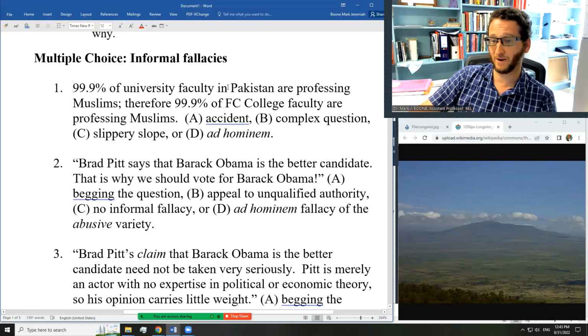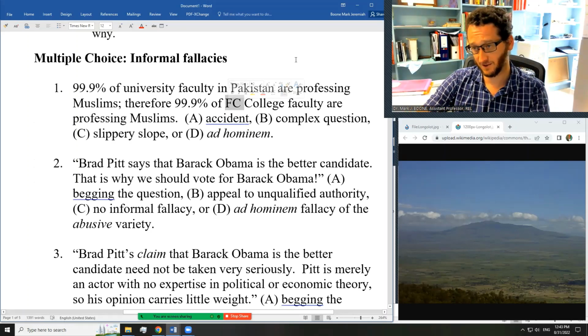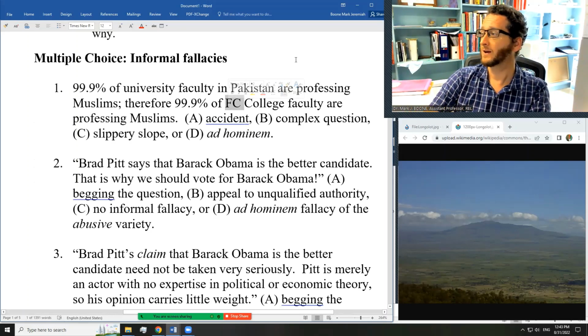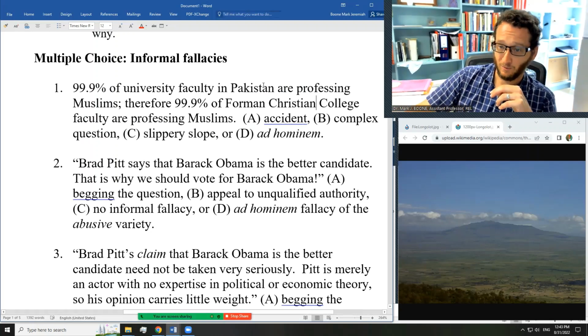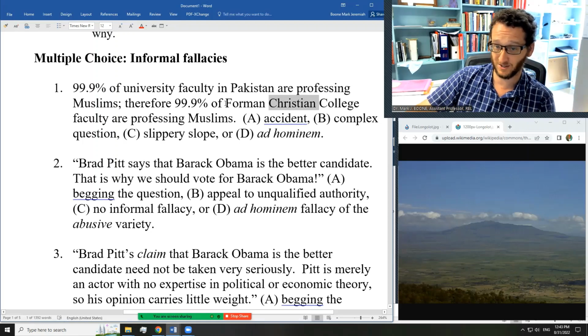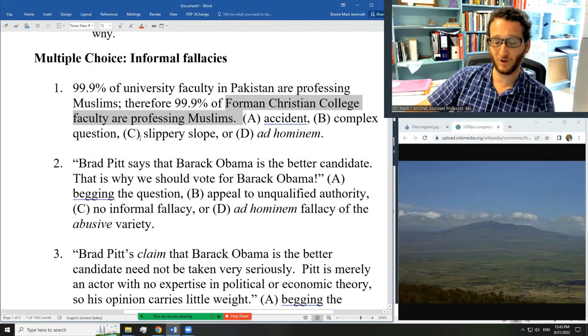99.9% of university faculty in Pakistan are professing Muslims. Therefore, 99.9% of FC College faculty are professing Muslims. Now, this was a test given on exams. This would have been a question available for exams in a logic class at Foreman Christian College, which is more a college with a Christian heritage than a Christian college. Lots of faculty at Christian College are Muslims. But if you know what FC means in FC College, you might know that this is probably some kind of fallacy. Which is it? Well, I think what we have here is, let's see.